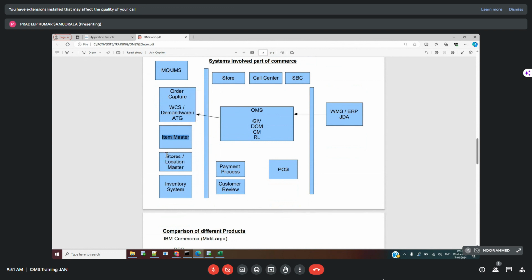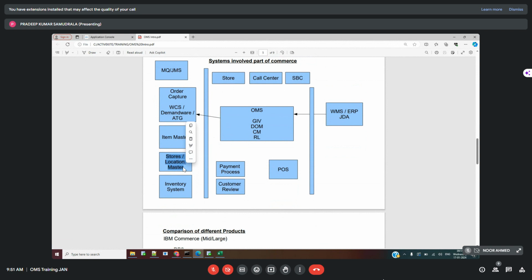And we have something called store or location master. It is nothing but what all the stores are available for that particular client. And we would also have the stores configured in OMS, because whenever an order is coming from XYZ store, OMS should be aware. And this particular store master will be client facing, and the client will have control over the stores.